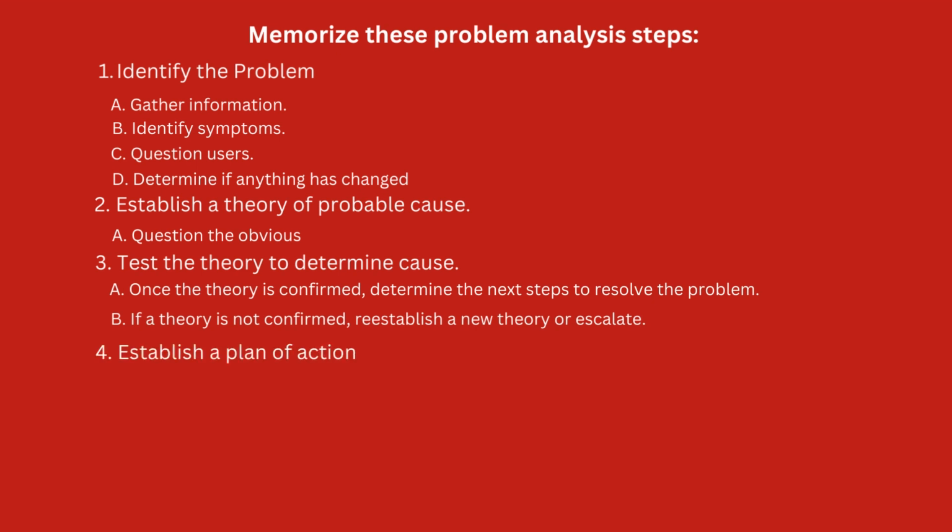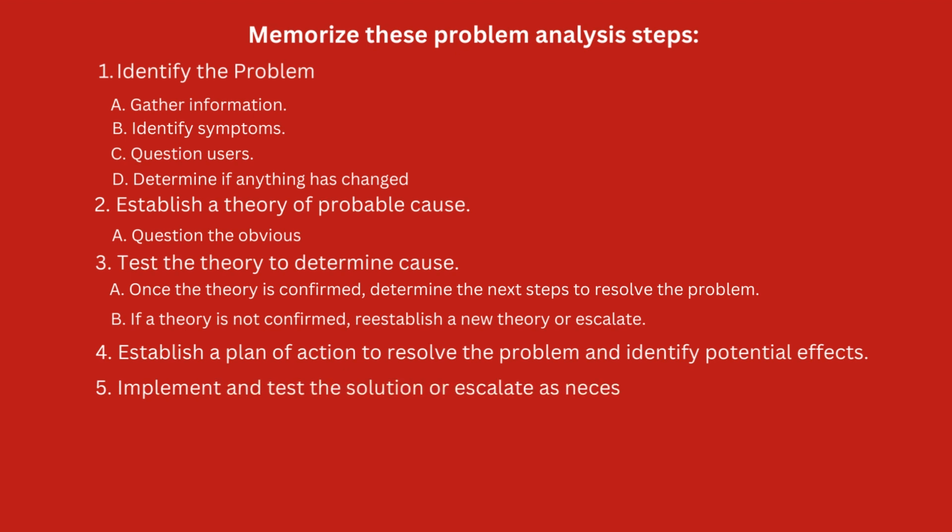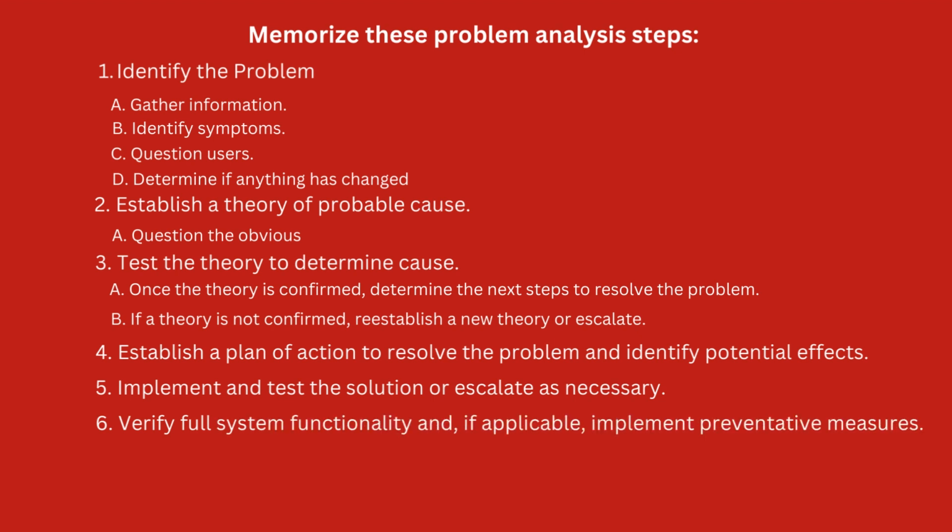Step 4, establish a plan of action to resolve the problem and identify potential effects. Step 5, implement and test the solution or escalate as necessary. Step 6, verify full system functionality and, if applicable, implement preventative measures. Step 7, document findings, actions, and outcomes.